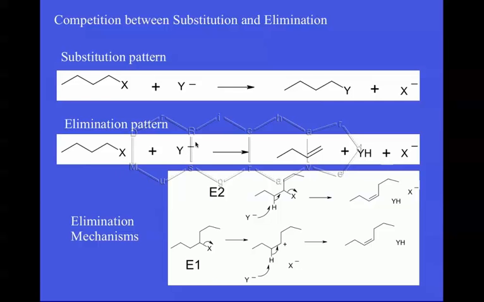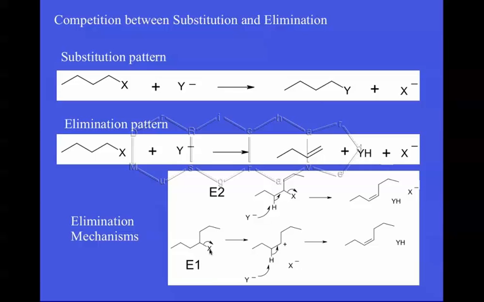Now instead of the Y minus coming in and attacking this C and replacing the X group, what it does is it takes off a hydrogen on the C that's next to the C with the X group. Now when it does this, it forms a double bond compound. This is called elimination. YH forms, which is the conjugate acid of the base that is attacking, and we get the double bond compound, and then X minus is also formed. So there's two ways that this elimination mechanism can occur.